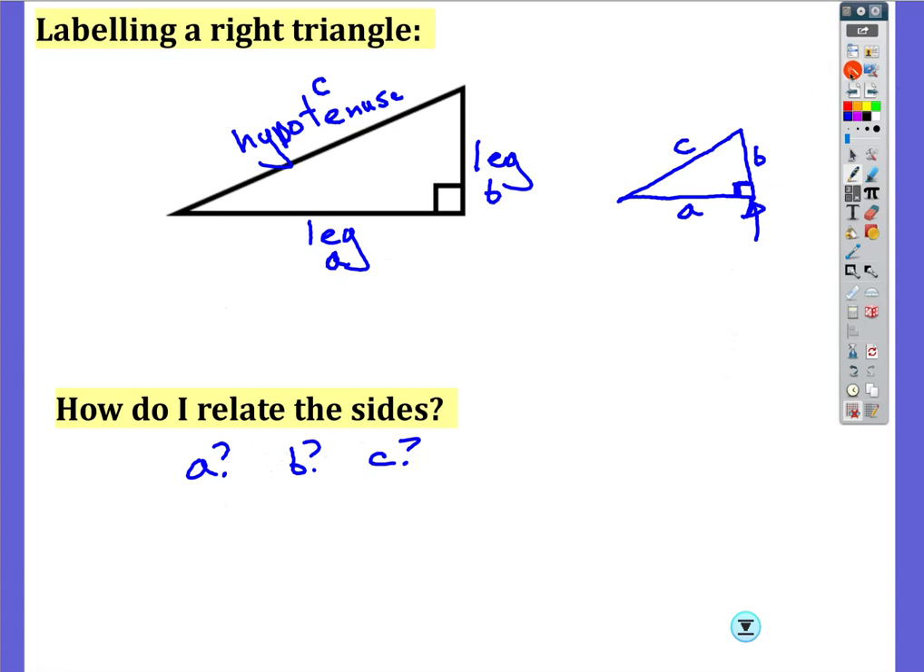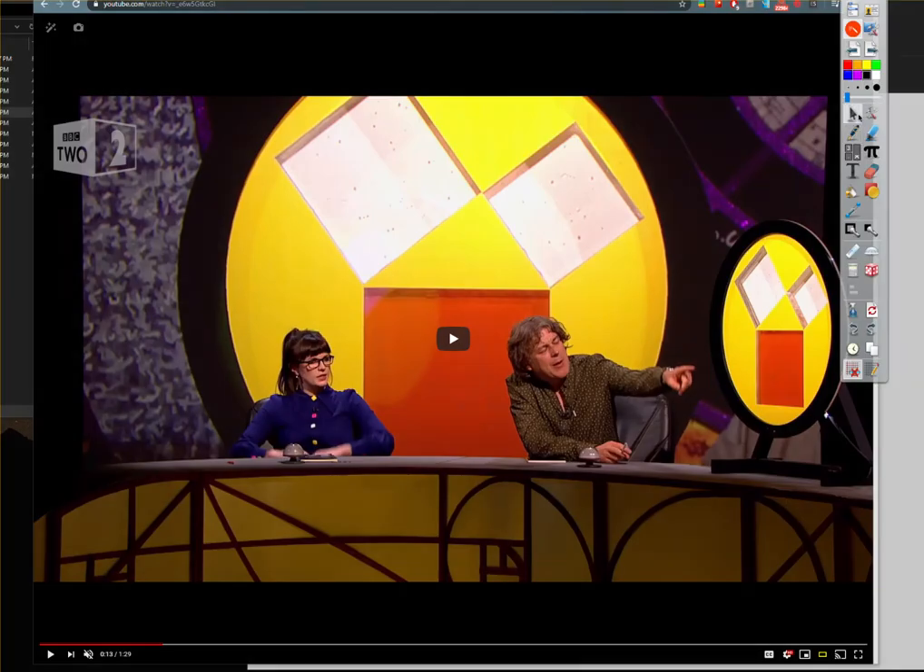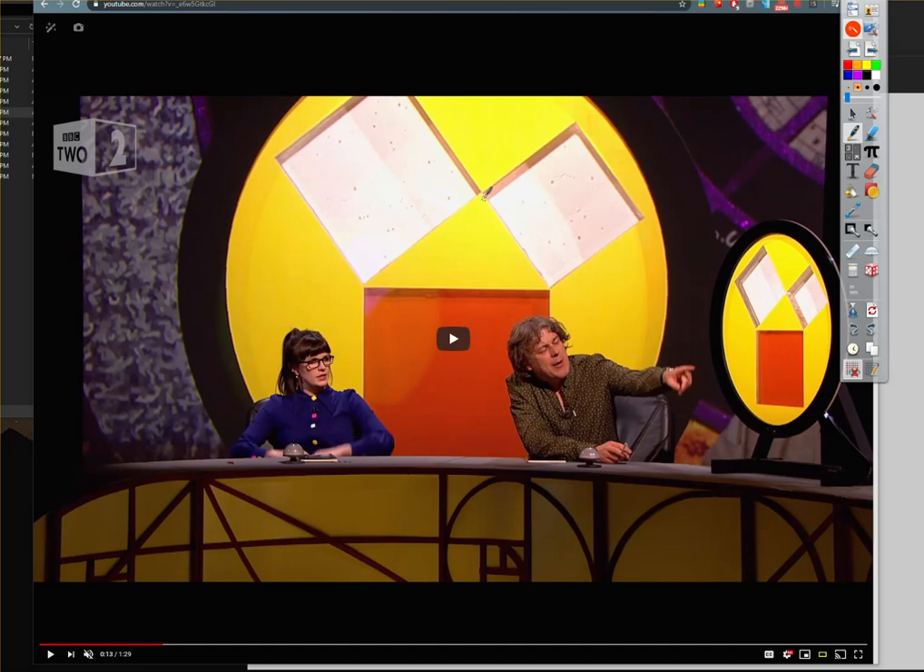I'm going to bring up a video for this because I think it's more engaging. If you've ever seen the British show QI, this might seem familiar, but you've got this weird box behind them. If you look a little closer, what you should be able to find is actually a hidden right triangle here.